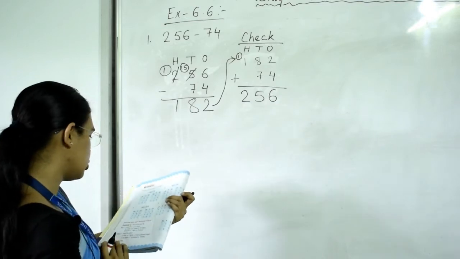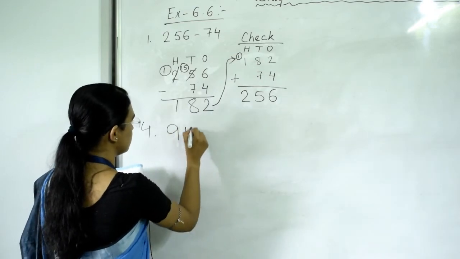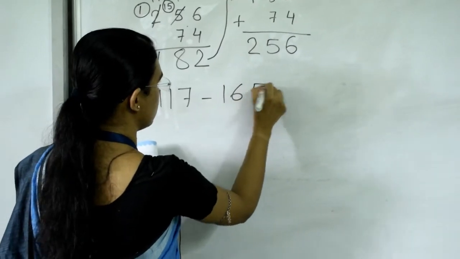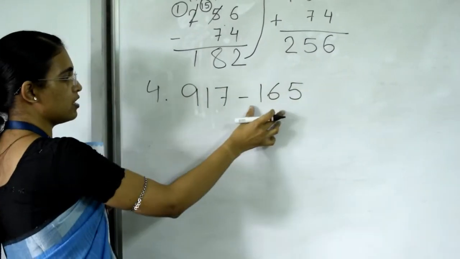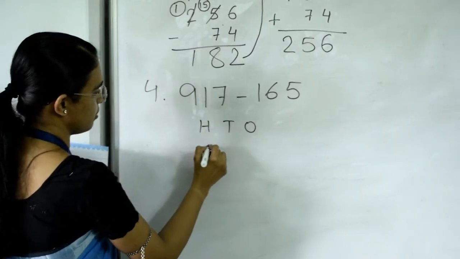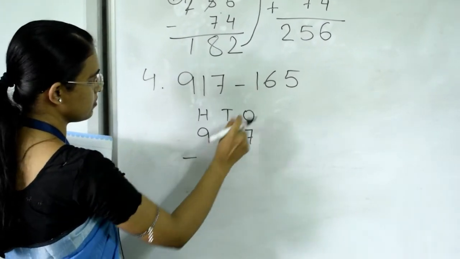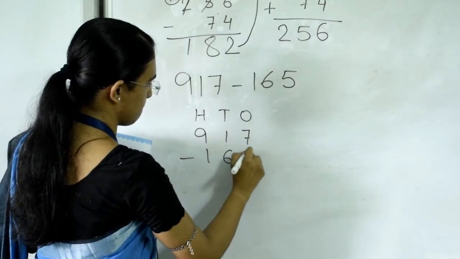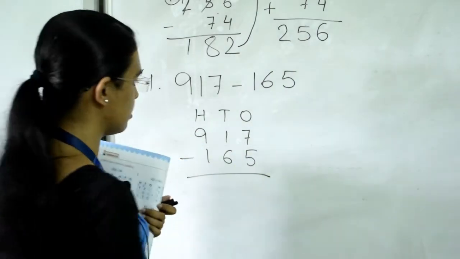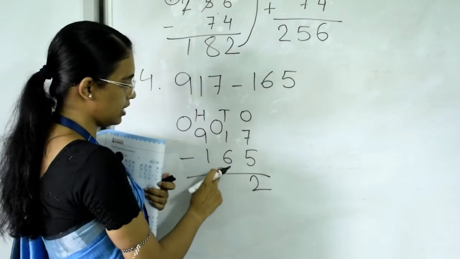Now I will show you another sum, question number 4: 917 minus 165. On both sides we have 3-digit numbers. First we write 917, subtract 165. Now check the ones place: 7 at the top, and here we have 5.